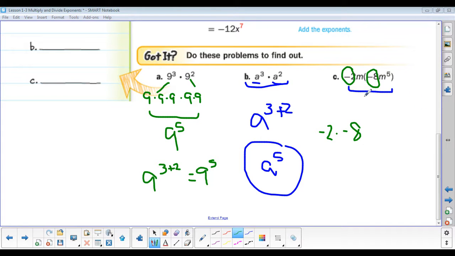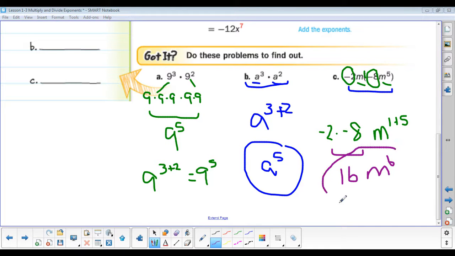And then I say, okay, well, here's my actual base. I have m's. So let me put my m. And then I just need to add their exponents together. Keep in mind that if a variable or a number doesn't have an exponent, its exponent is 1. So this is really m to the 1. And to that, I'm going to add 5 because that's the exponent on the other m. So going through, -2 times -8 is +16. And then m, we have 1 plus 5 is 6. And this is my answer.